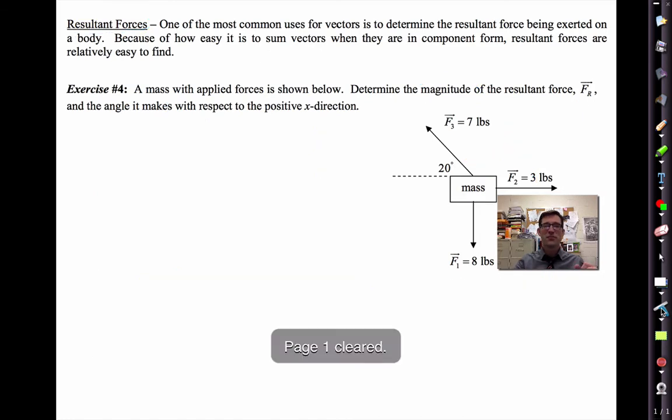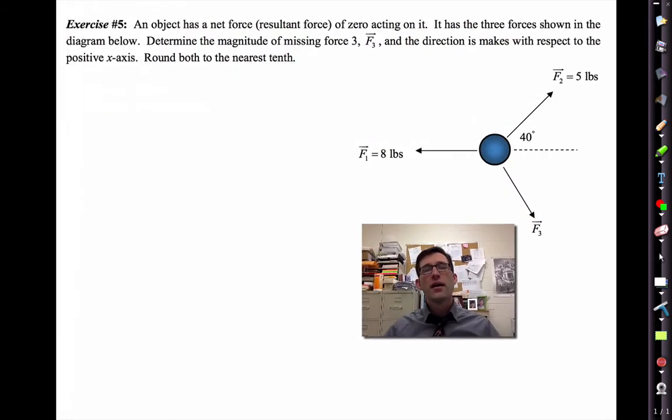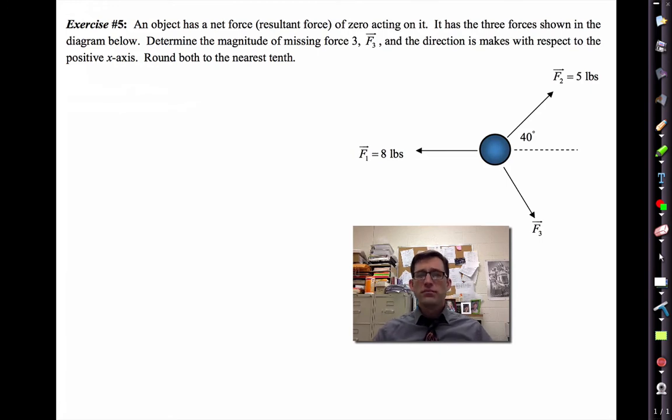All right, let's do the last problem. In the last problem, we've got a ball or something, and we've got two forces that are known and one force that's unknown. But the problem says that the object has a net resultant force of 0 acting on it. So this is what happens when an object has 0 acceleration. I was just about to say it's what happens when an object isn't moving, but really an object could be moving, it would just have to have a constant velocity. So anyway, sorry, the physicist taking over.